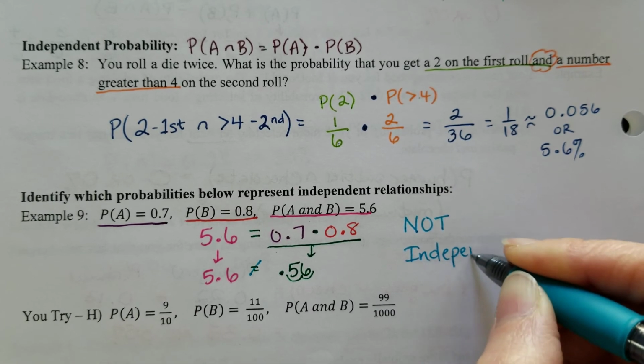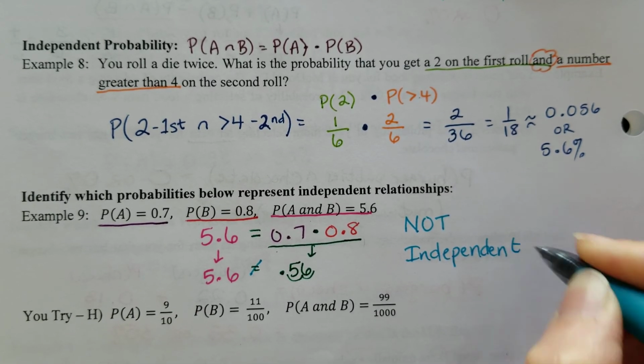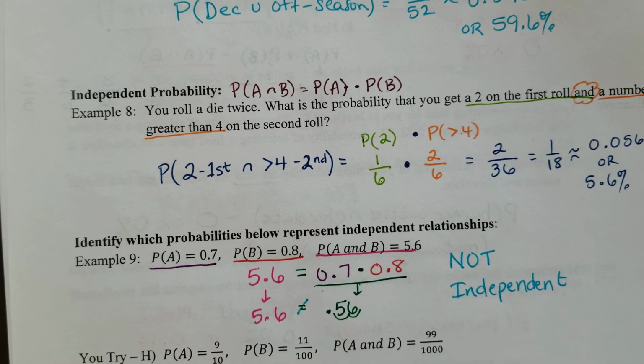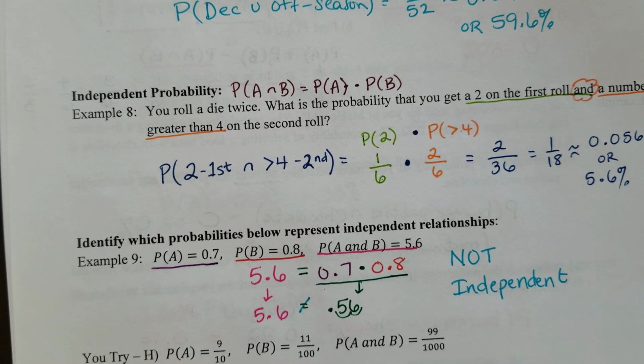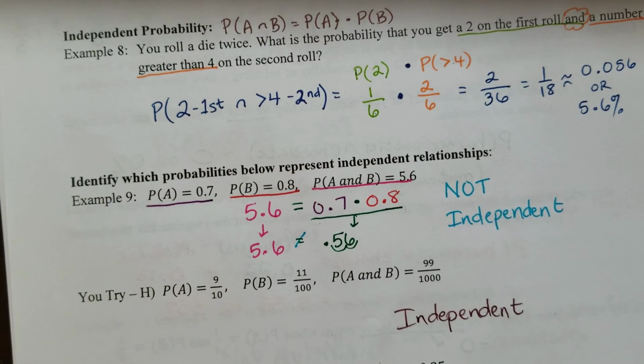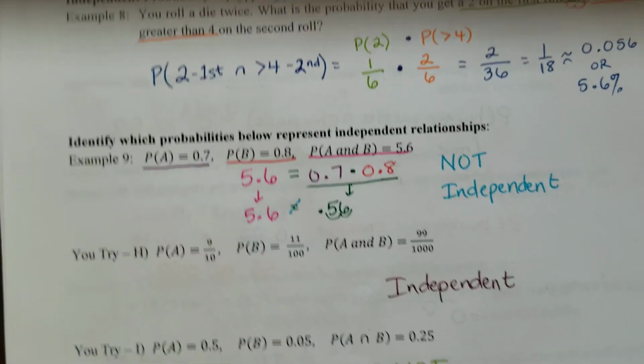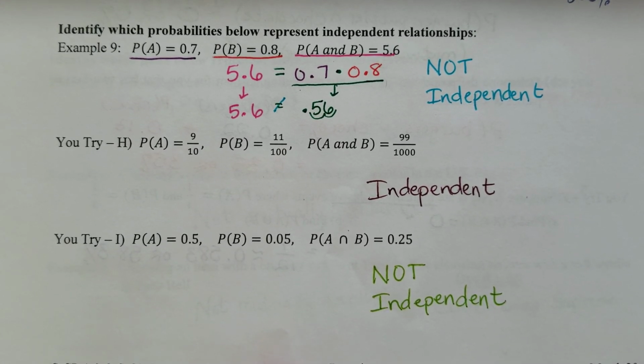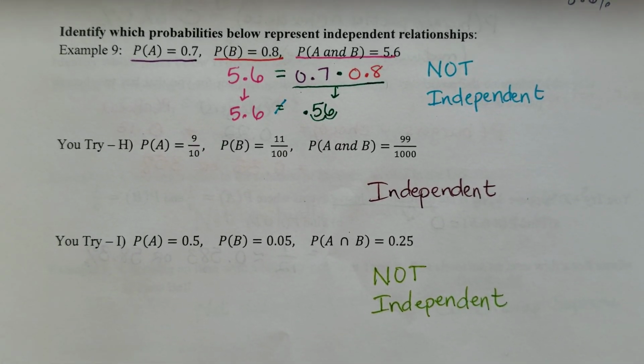Okay, I'm going to pause it here so you guys can try examples H and I. Okay, hopefully you got that work done so you can check your answers here. When we come down here to examples H and I, when we do the math on H, we find they are independent, and when we do the math on I, we find they are not.